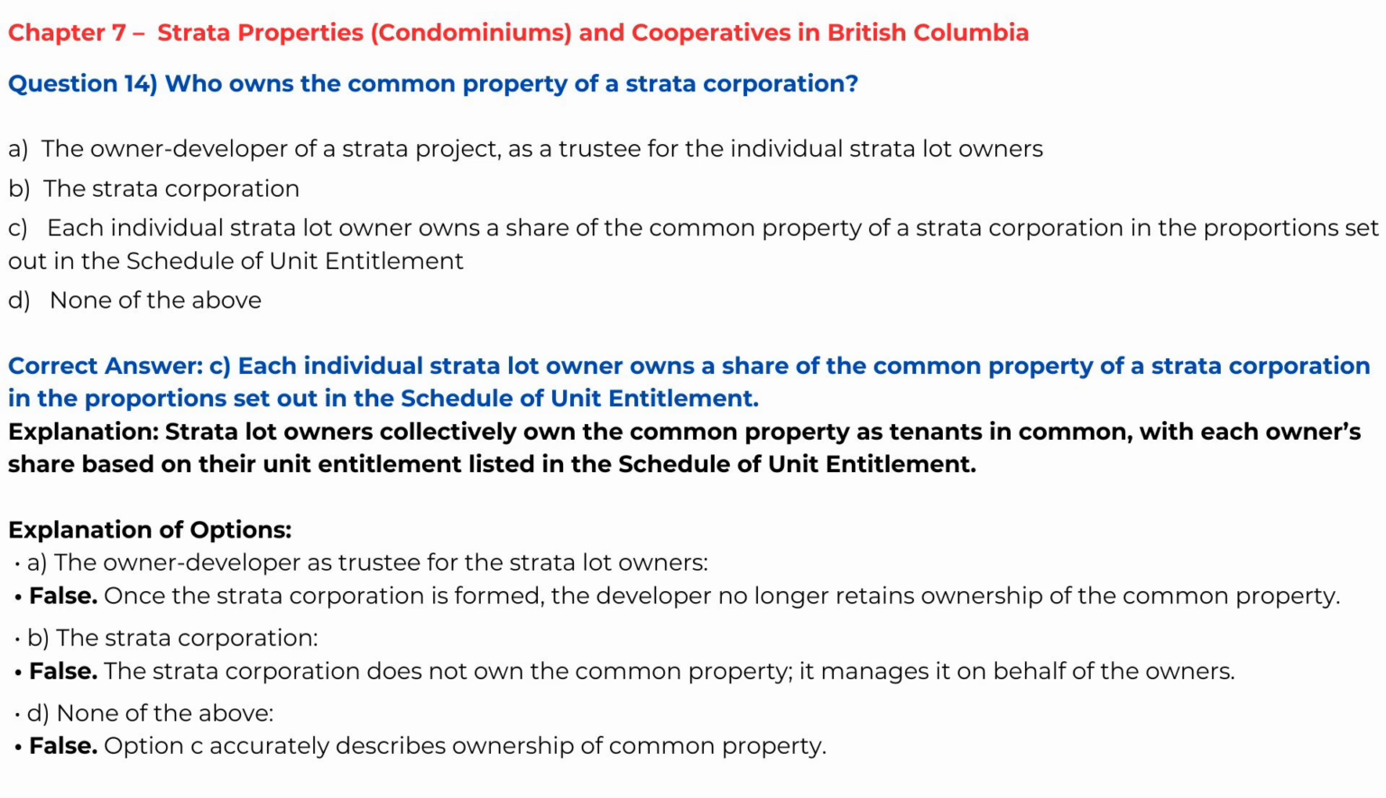Explanation of options. A. The owner-developer as trustee for the strata lot owners. False. Once the strata corporation is formed, the developer no longer retains ownership of the common property. B. The strata corporation. False. The strata corporation does not own the common property. It manages it on behalf of the owners. D. None of the above. False. Option C accurately describes ownership of common property.